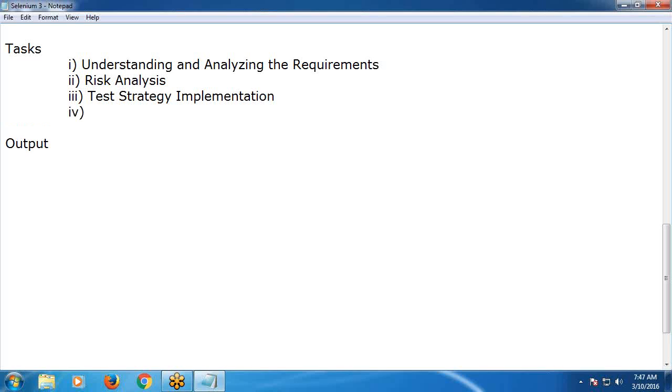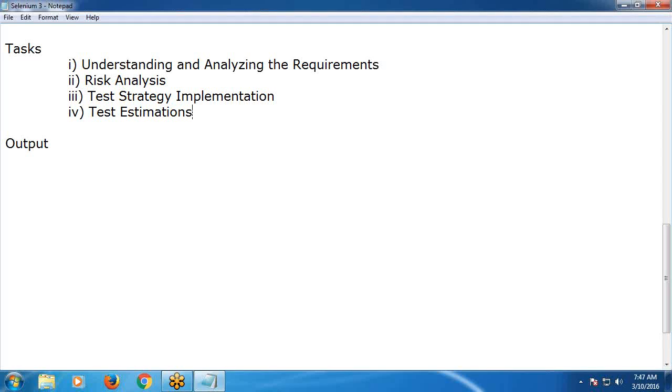Next, based on test strategy, test estimations, high level activity, test estimations. Observe first requirement, next strategy.